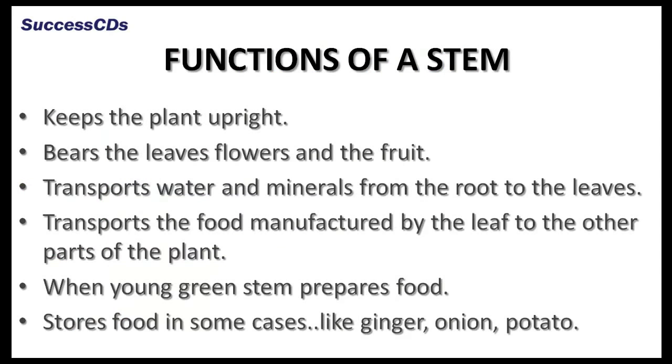A stem keeps the plant upright. It bears the leaves, flowers and the fruit. It transports water and minerals from the root to the leaves. It also transports the food manufactured by the leaf to the other parts of the plant. When young, the green stem prepares food too. It also stores food in some cases like ginger, onion and potato.